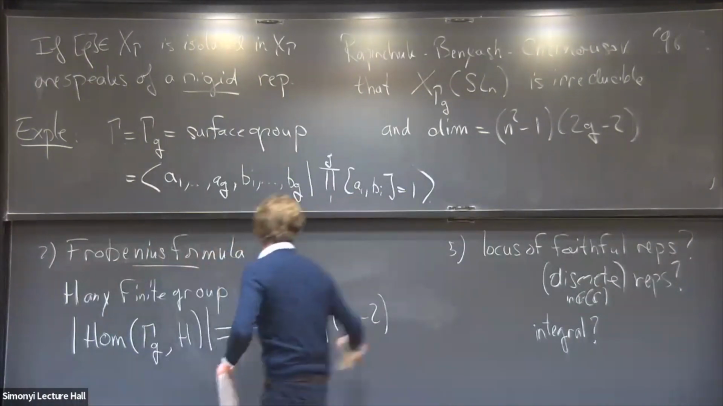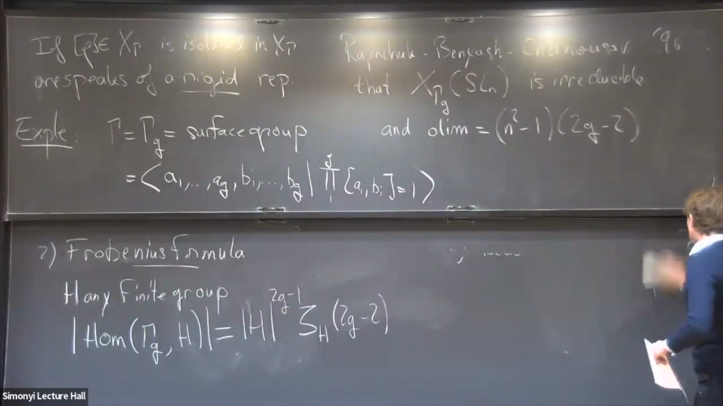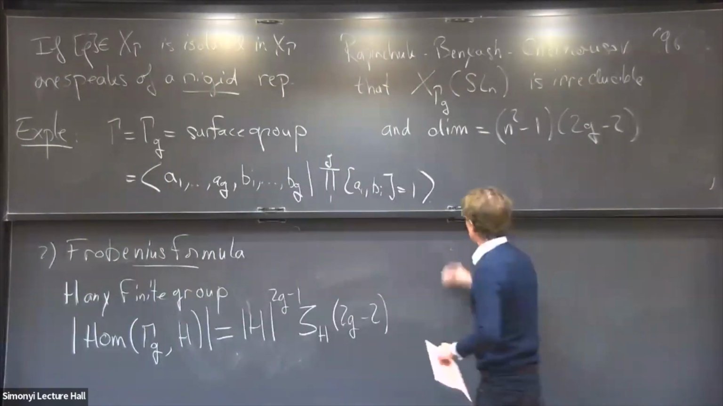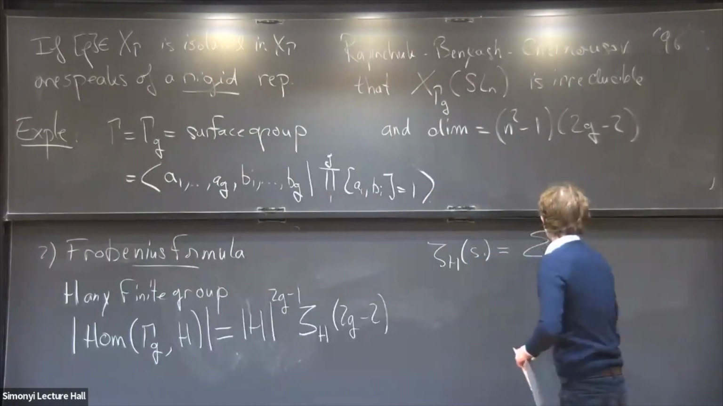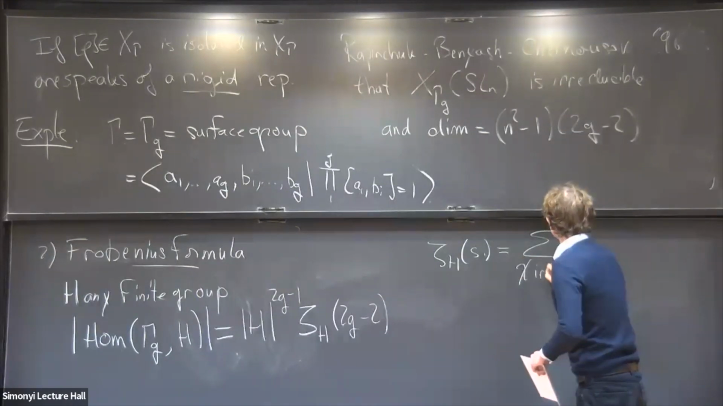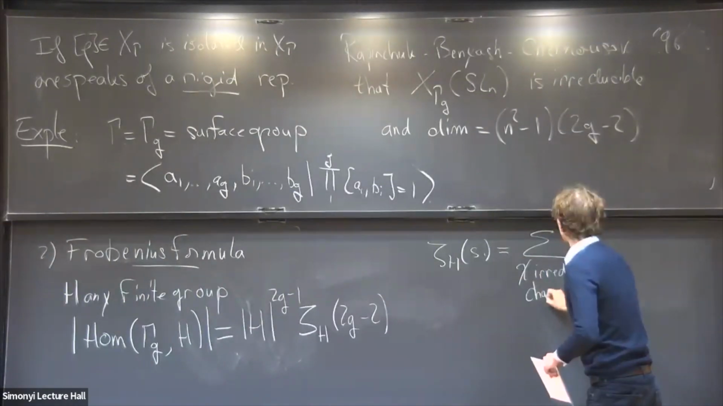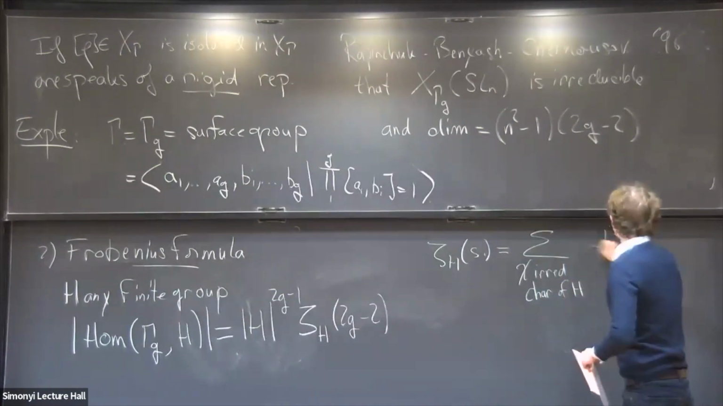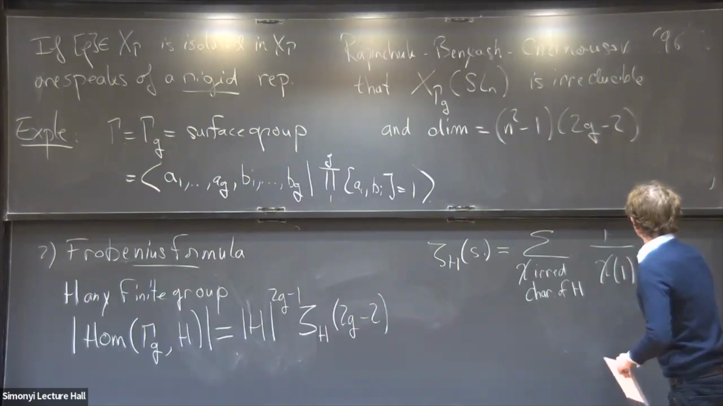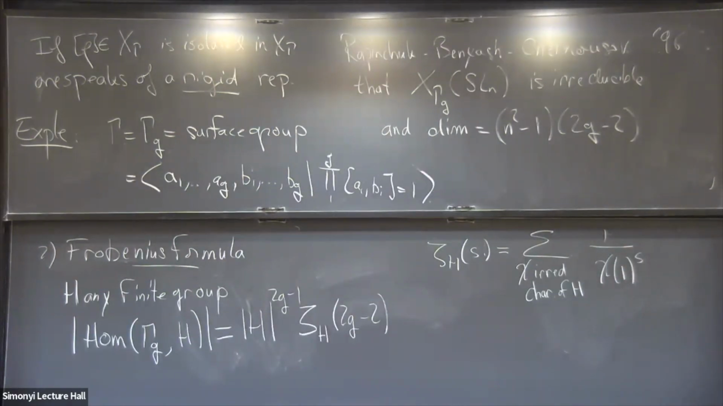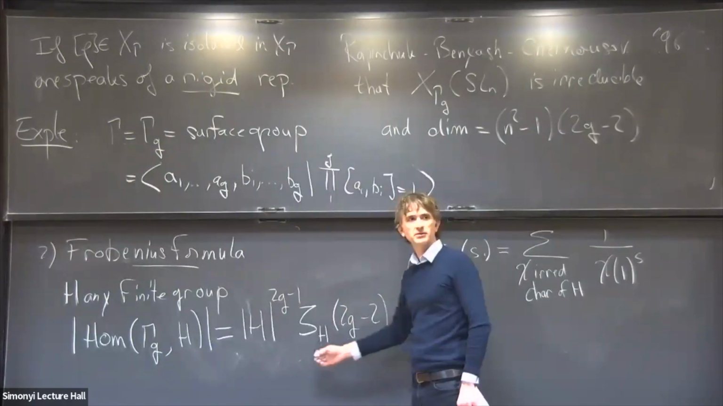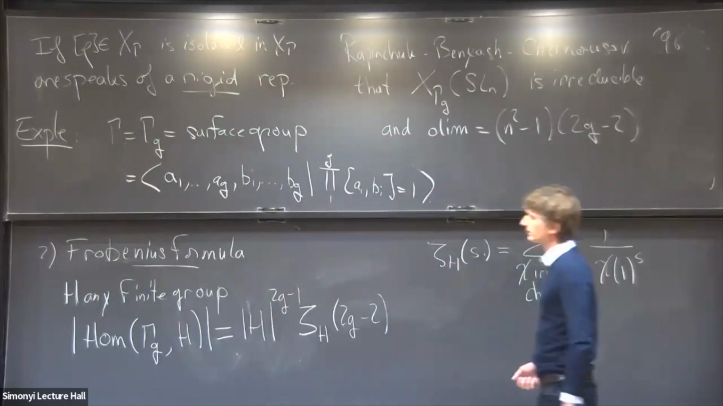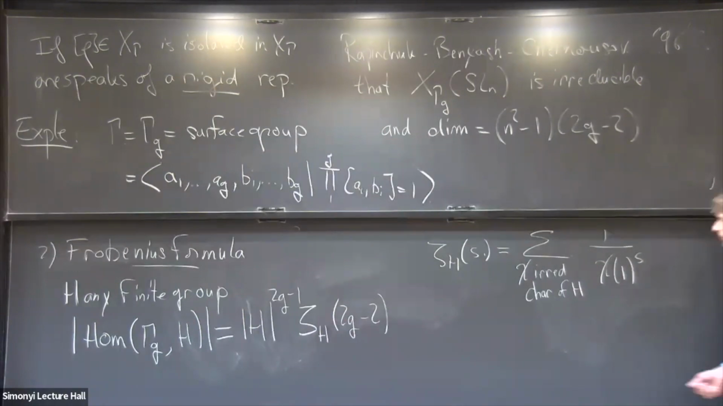So what's the zeta function? The zeta function is simply the sum over all irreducible characters of 1 over chi(1) to the power s. Okay, so it's a finite sum because it's a finite group. And this formula is explicit. It's actually one of the first applications of character theory that Frobenius invented.